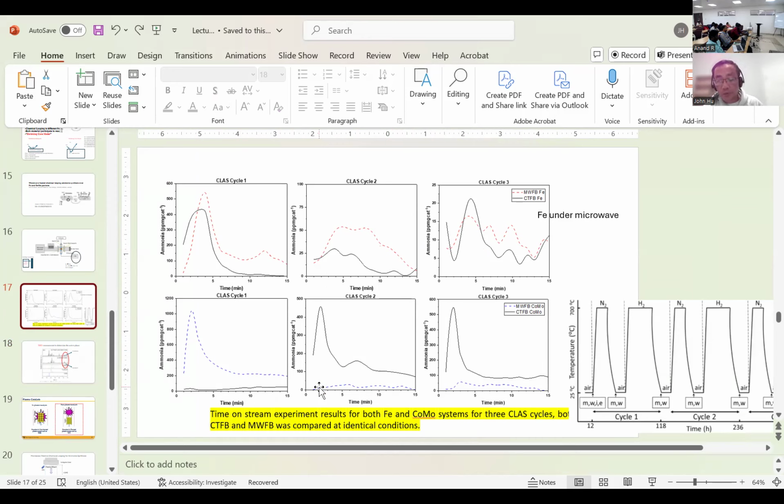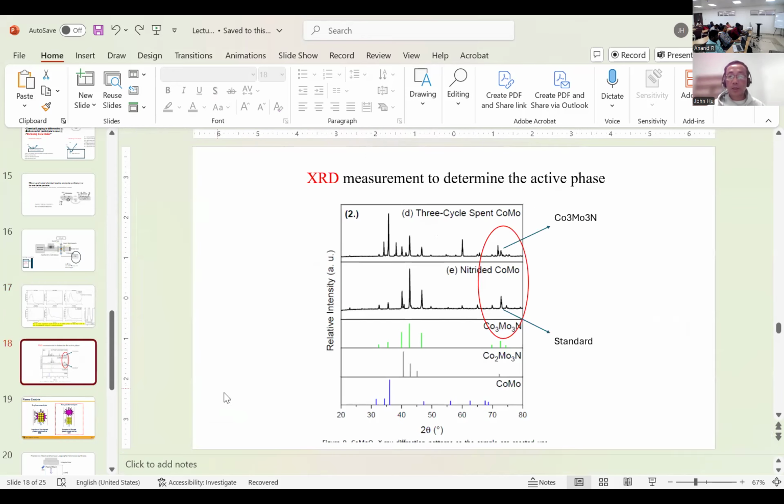So hopefully we will solve this problem, because these materials are not stable, because the structure keeps on collapsing. Any question on the XRD to identify the active phase?